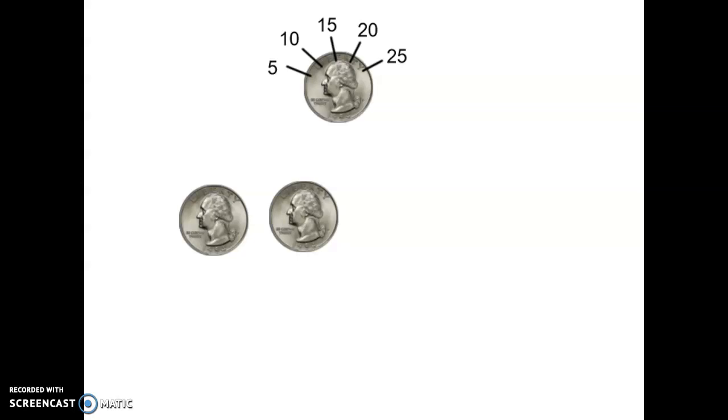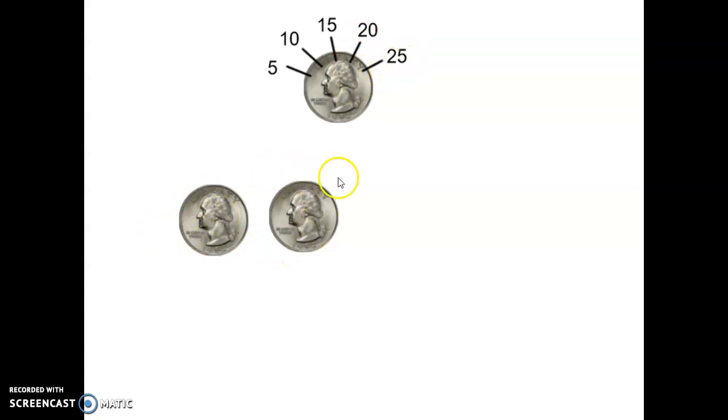We are going to practice counting quarters using the hairy money strategy. So a quarter has 5 hairs on it. 1, 2, 3, 4, 5. And when we count the hairs, we count by fives. 5, 10, 15, 20, 25.